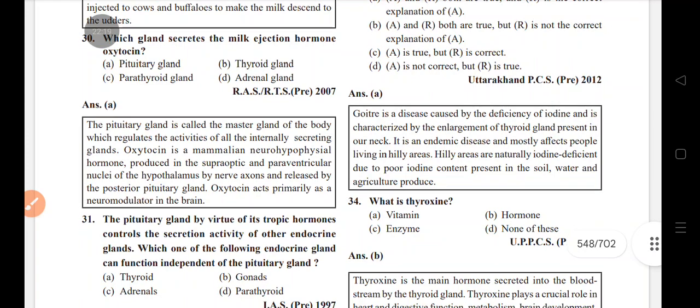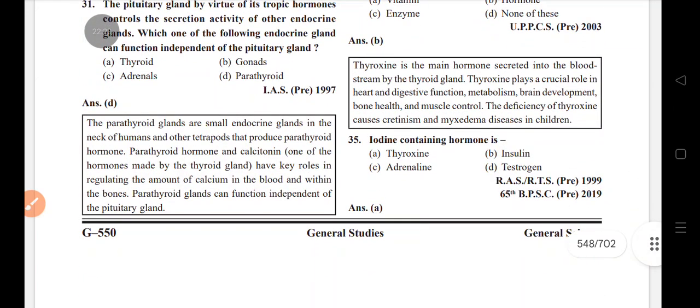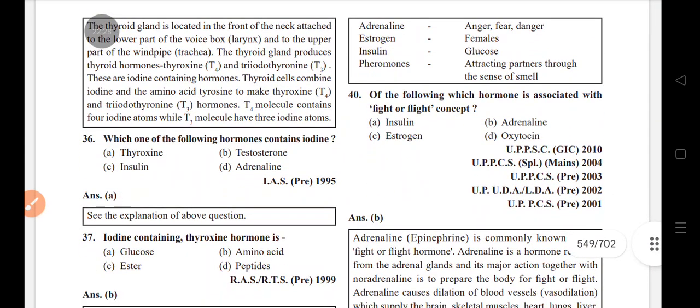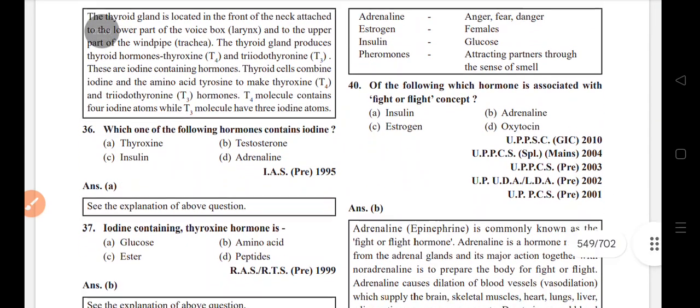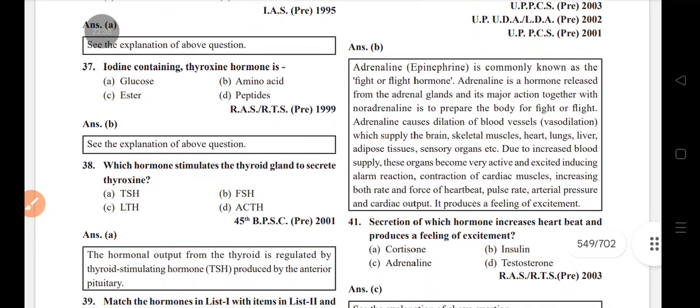What is thyroxine? Thyroxine hormone. The iodine-containing hormone is thyroxine. Which hormone contains iodine? Thyroxine. The iodine-containing thyroxine hormone is an amino acid. Which hormone stimulates the thyroid gland to secrete thyroxine? Thyroid stimulating hormone.